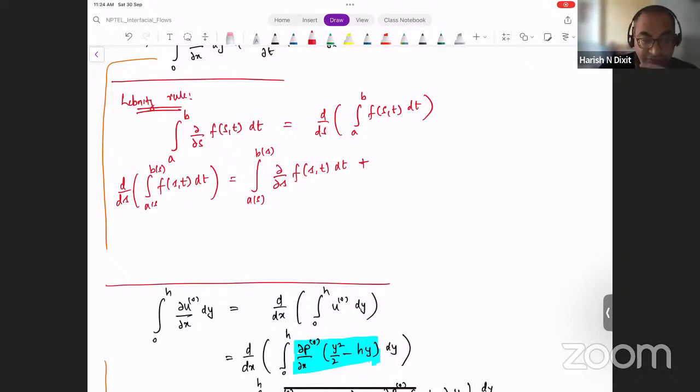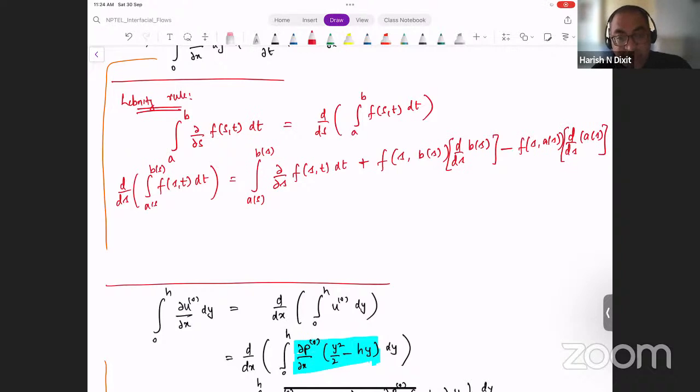Plus, I have two boundary terms. The first would be f of s comma b of s times d by ds of b of s, minus f of s comma a of s times d by ds of a of s. Is that fully visible? I hope it's not getting cropped. Now we have this. Now let's apply it to this case.